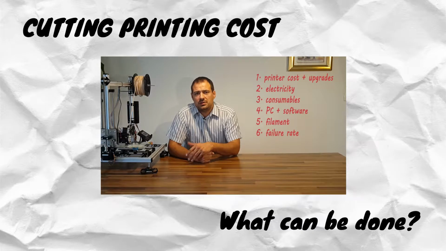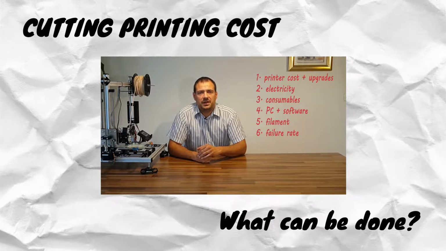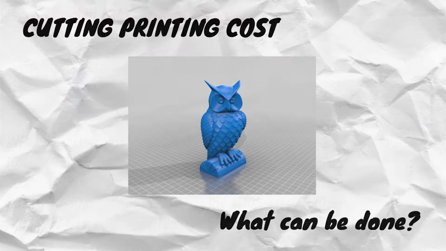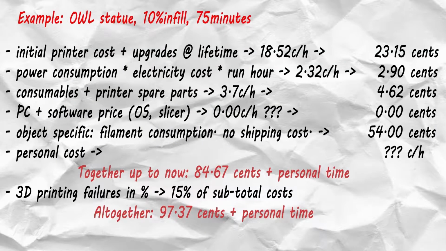In the previous video I showed that the major influencing parameters are printer cost with its upgrade, electricity cost, consumables, PC with its software, filament cost and failure rate. I sliced an owl statue from thingiverse.com and showed you a cost calculation example. You can see that all parameters are per hour based, so their proportions are permanent. Even the filament cost is basically per hour based, as longer prints consume more filament. The major influencer here is the printer speed setting and infill rate. Let's see what can be done about it.